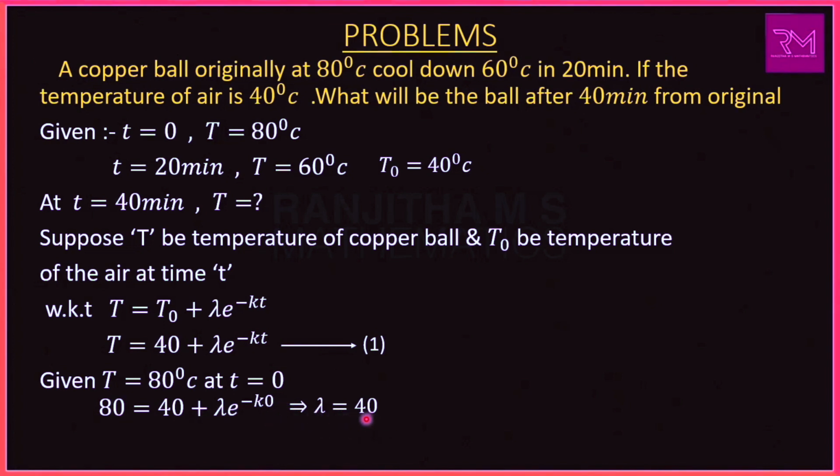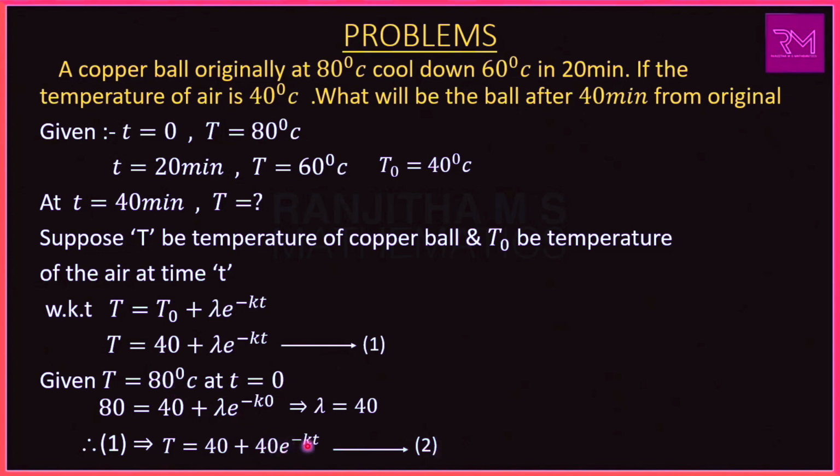Once we obtain the lambda value, we substitute this lambda value in equation 1. Now we have to substitute lambda as 40 over here. We get equation 1 as T = 40 + 40 e^(-kt). So the equation reduces to this. Call this equation number 2.